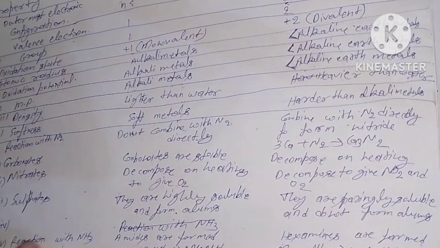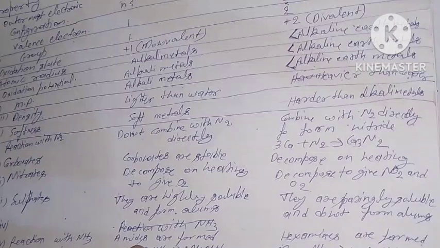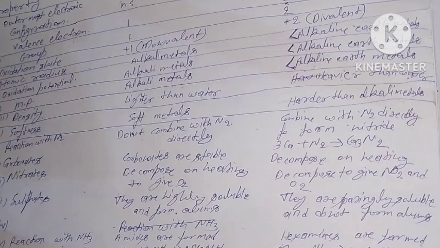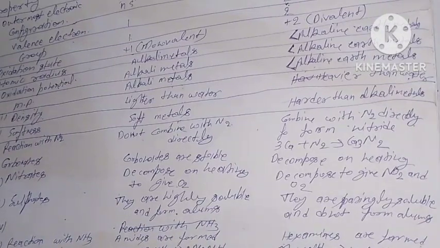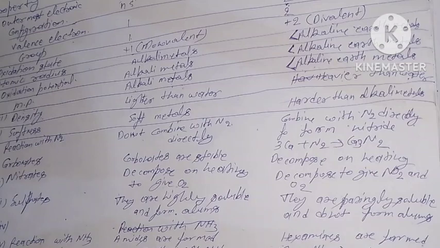Now, the 14th point, reaction with ammonia, NH3. With alkali metals, amides are formed: 2Na plus 2NH3 gives 2NaNH2. Next point, with alkaline earth metals, hexamines are formed. As an example, M plus 6NH3 gives M(NH3)6.